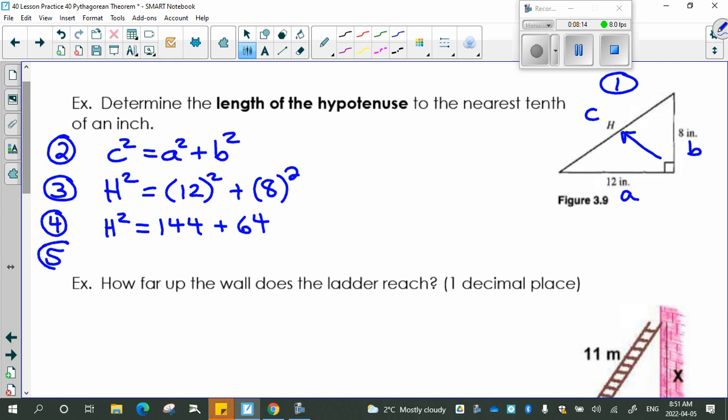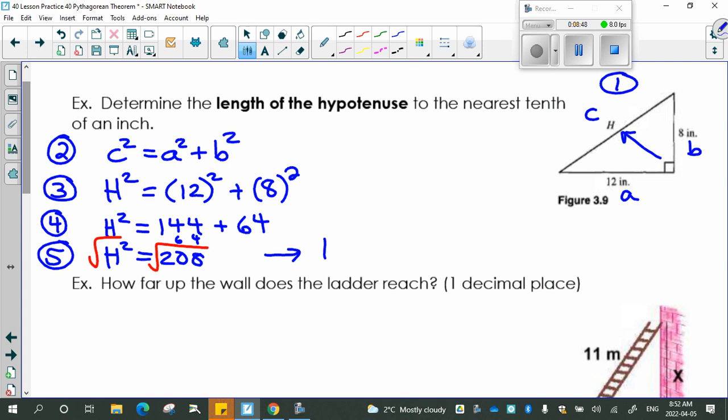Then we add the squares. So 144 plus 64 is going to be 208. And then how do we get h by itself if we have h squared right now? What do we do to both sides? I want to undo squared. Yeah, square root. Yay, both sides because it's an equation.